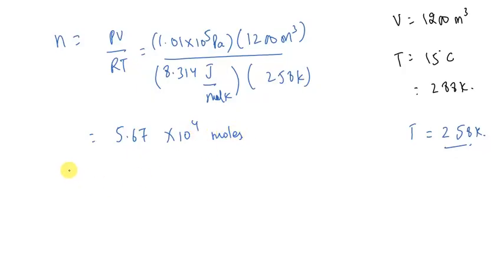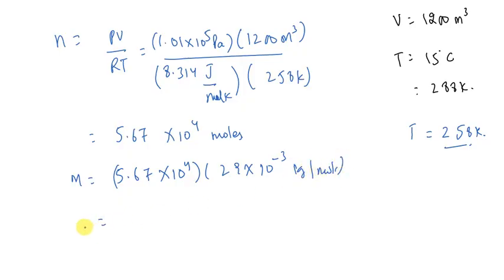Now the mass of air inside the room would be number of moles multiplied with molecular weight, and molecular weight we have 29 times 10 to the power minus 3 kg per mole. So from here we'll get the mass of air inside the house as 1643 kg. Now here we see that when the temperature is reduced, the mass of the air has increased.